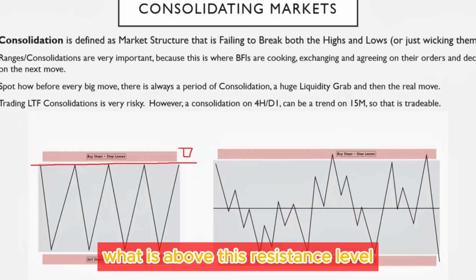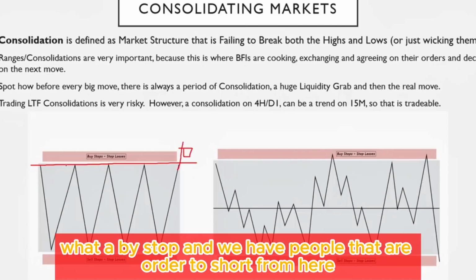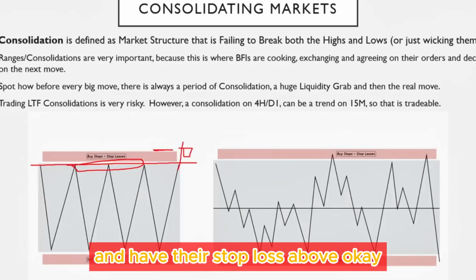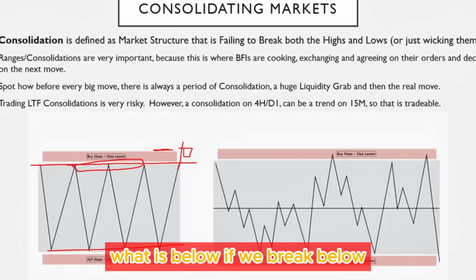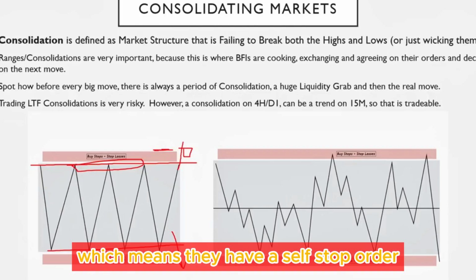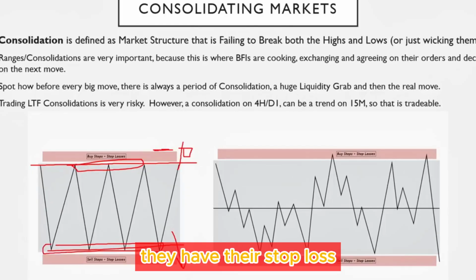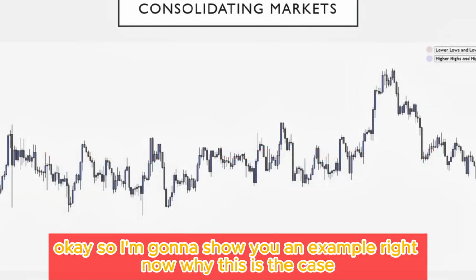What is above this resistance level? We have people that are looking to take the breakout with a buy stop, and we have people that are already short from here and have their stop loss above. Okay? Well, we have the downside support level. What is below? If we break below, a lot of people are going to be looking to take a breakout, which means they have a sell stop order. And all the people that are long from here have their stop loss. Okay, so I'm going to show you an example right now why this is the case.